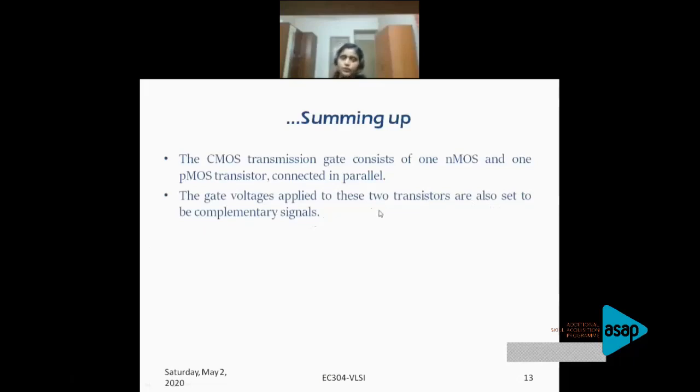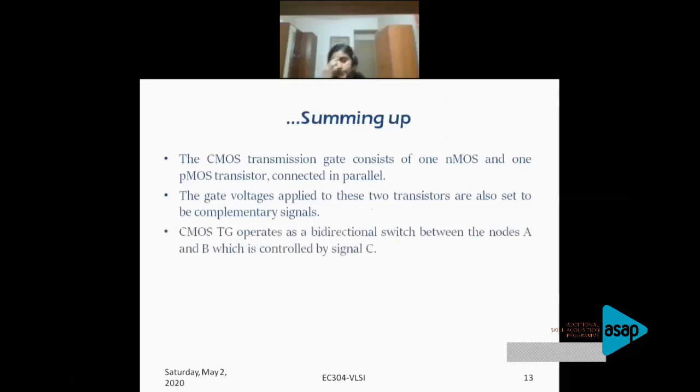That is, if A is the input of either NMOS or PMOS, say if A is the input for a PMOS gate, then A bar should be the input for the NMOS gate. So the gate voltages applied to these two transistors are also said to be complementary signals. Then the CMOS transmission gate actually is a switch. So it operates as a bidirectional switch between the nodes A and B. A is your input, B is the output, and it is controlled by the control signal C. C is the signal that you're giving to the gate, C and C bar.